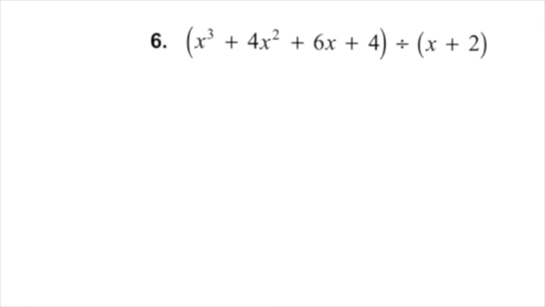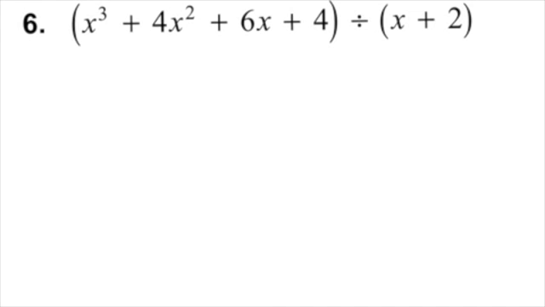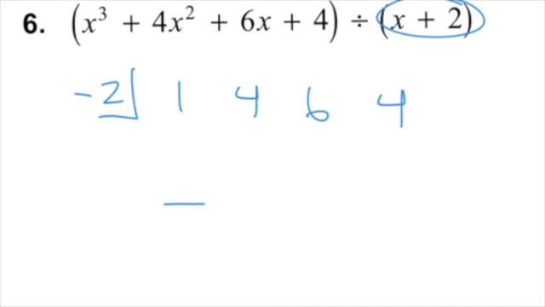And you can do it for even more terms, like an x to the third. You can even do x to the fourth. You know, it keeps going here. But basically, what makes our divisor 0 is a negative 2. So negative 2 will go in the corner. We write all the numbers without the variables. Drop down our first number, 1.